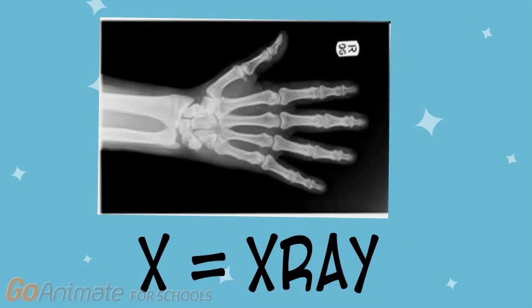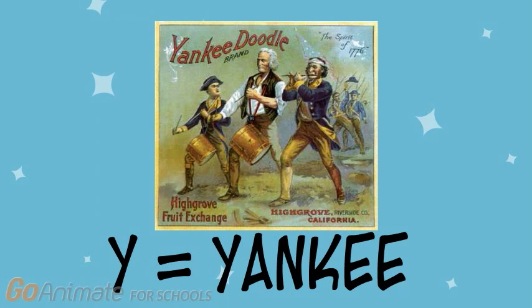X is for X-ray. An X-ray is a picture of an internal part, of something. It is often used, when the doctor thinks you have a broken bone. Picture your bones and think of X-ray. Y is for Yankee. A Yankee is a term used for people who live in the United States. So be patriotic, and remember Yankee.